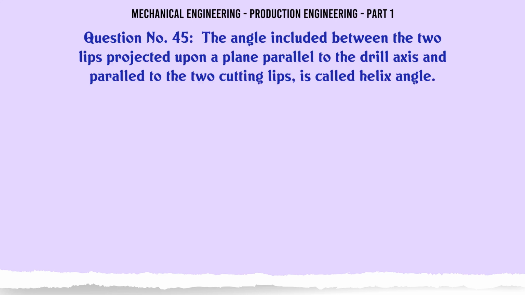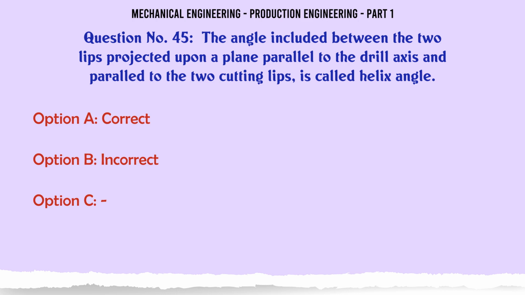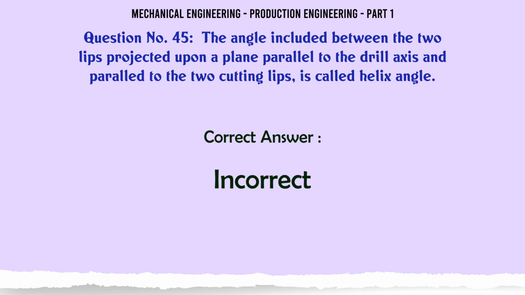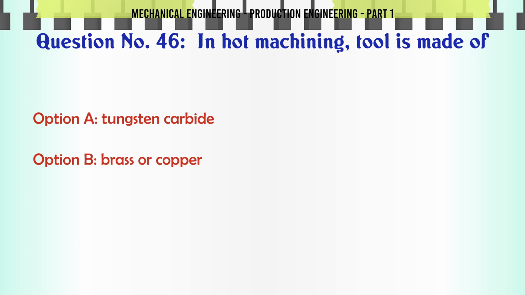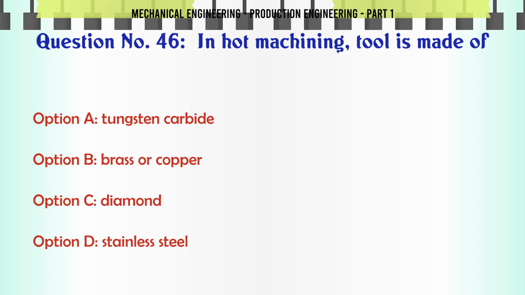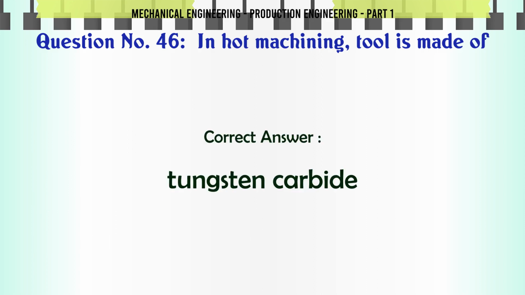The angle included between the two lips projected upon a plane parallel to the drill axis and parallel to the two cutting lips is called helix angle. A, correct; B, incorrect. The correct answer is incorrect. In hot machining, tool is made of: A, tungsten carbide; B, brass or copper; C, diamond; D, stainless steel. The correct answer is tungsten carbide.